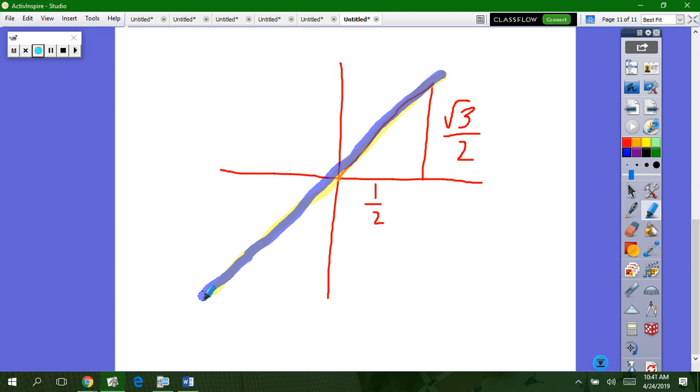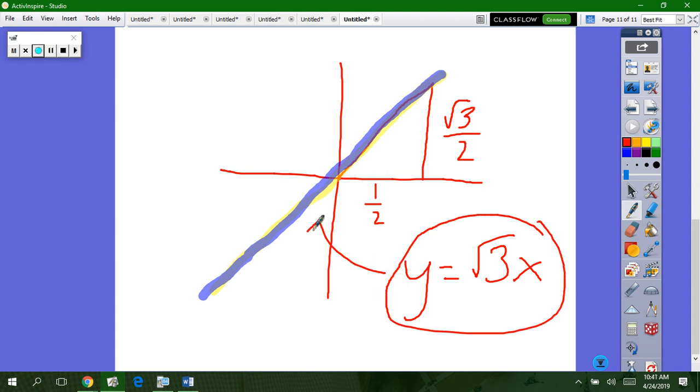Anyway, what do we need for an equation of a line? We have our y-intercept. Where's that at? 0, 0. And all these lines would go through 0, 0, wouldn't they, if they are an angle, right? What's our slope? Square root of 3 over 2 over 1/2, which comes out to be root 3. The equation of this line is y equals root 3 times x. Okay?